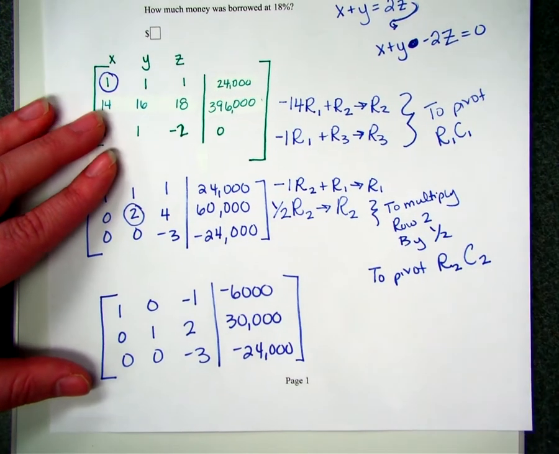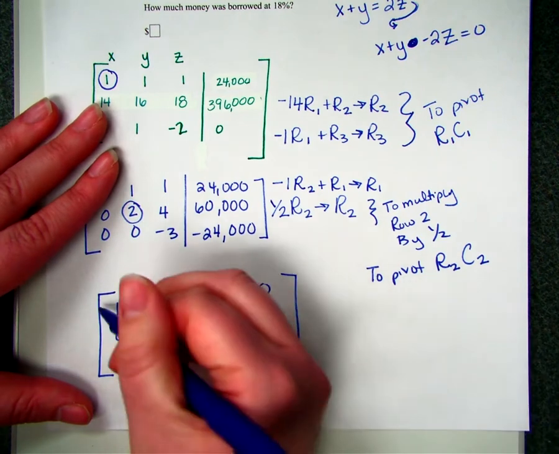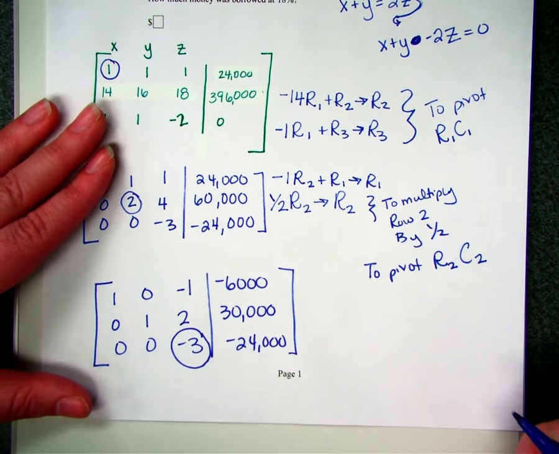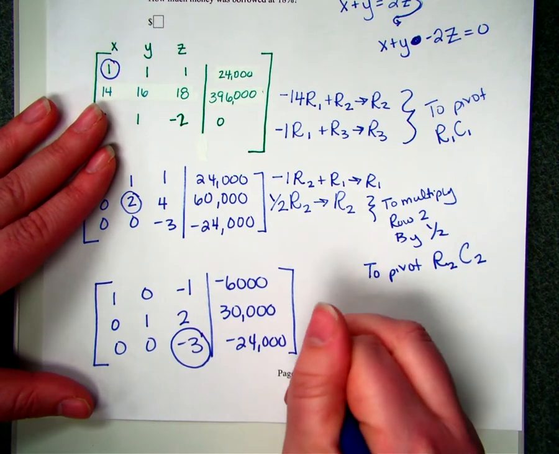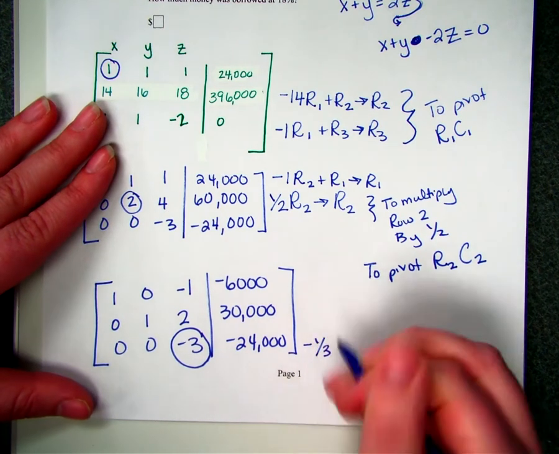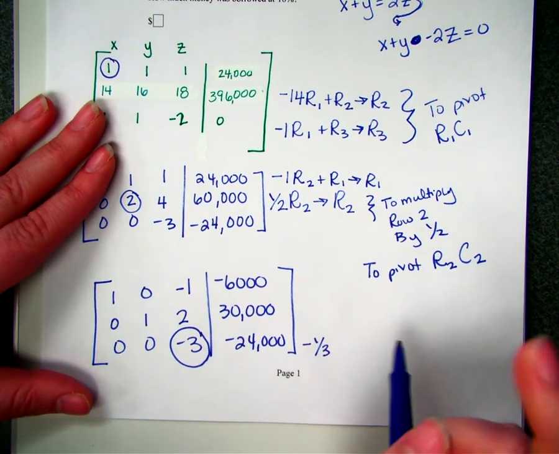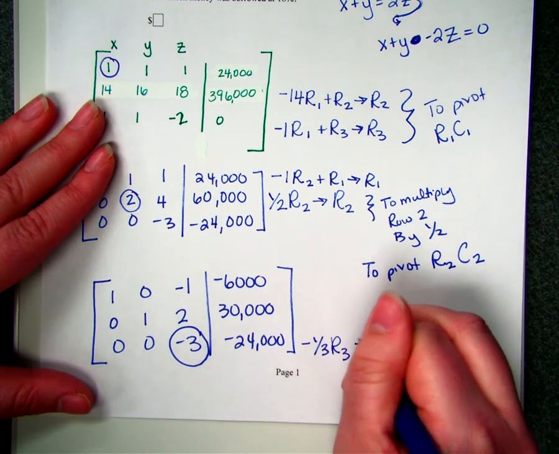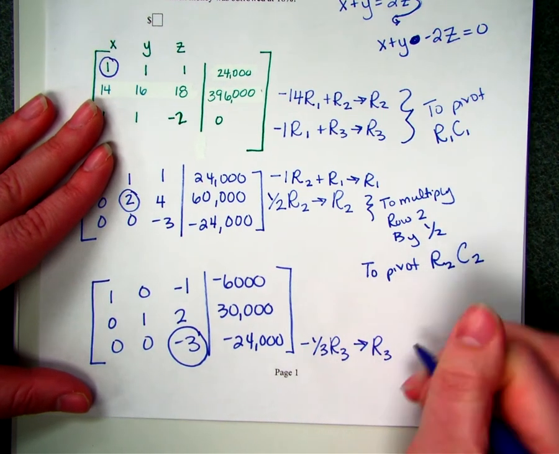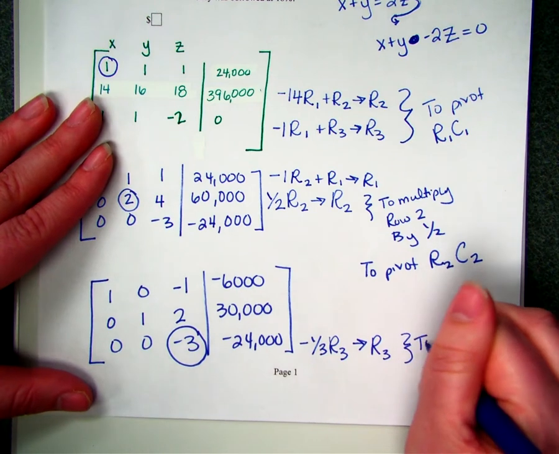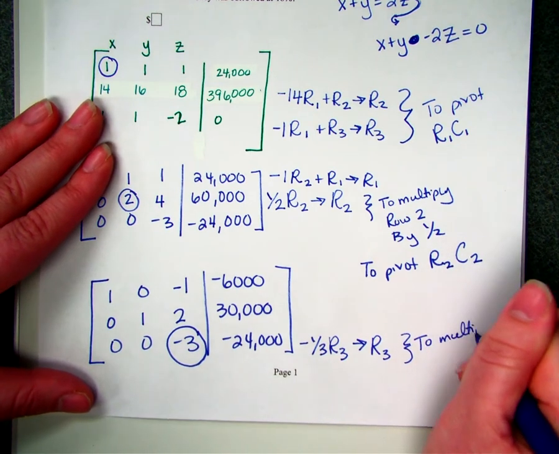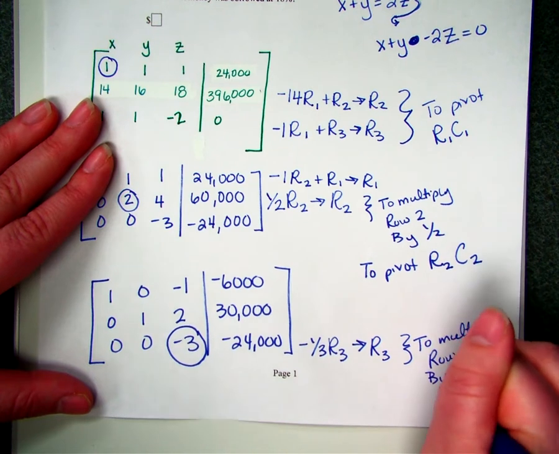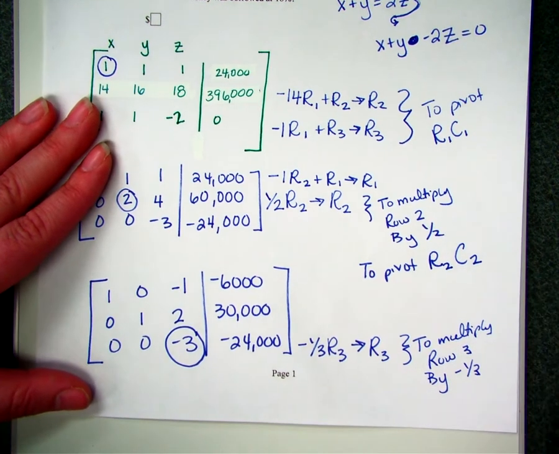And now to finish, still looking for 1's in the diagonals. So we need a 1 here. In order to get a 1, we multiply by the reciprocal. So the reciprocal of negative 3, flipping the fraction, is negative 1/3. This is in row 3, and it will yield a new row 3. So in your calculator, this is to multiply row 3 by negative 1/3.